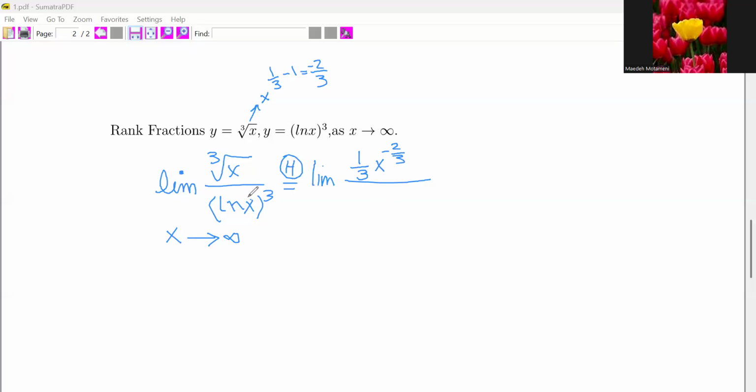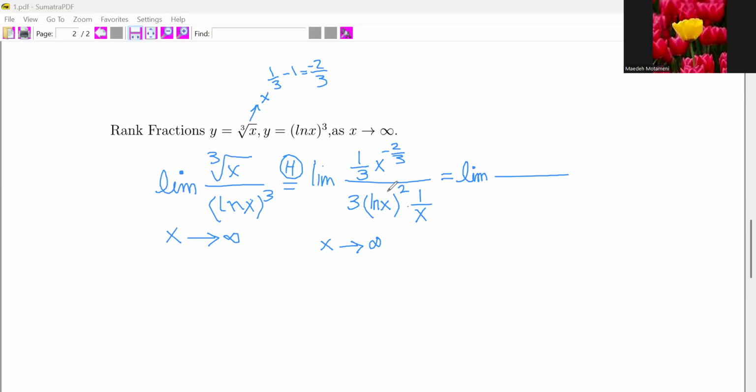Over, when we have (ln x) cubed and we want to take the derivative, we think of this. If it was x cubed, what should we do? If it was x cubed, we would write 3x to the power 2. But in this case, we would write 3 (ln x) to the power 2 instead of x to the power 2, and then multiplied by the derivative of the inside, which is ln x. So the derivative of ln x is 1 over x, when x is approaching infinity. Now, we would simplify somehow to see if we can find the limit or if it is still undefined.